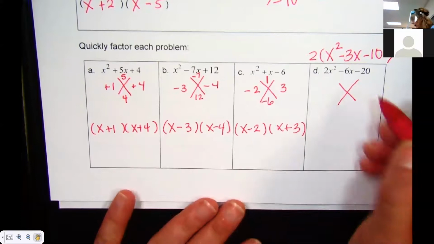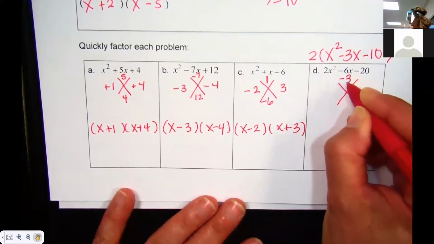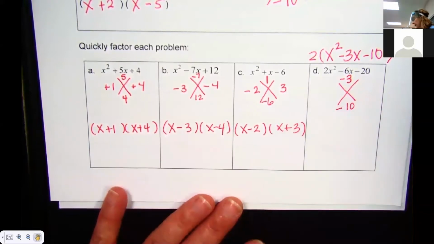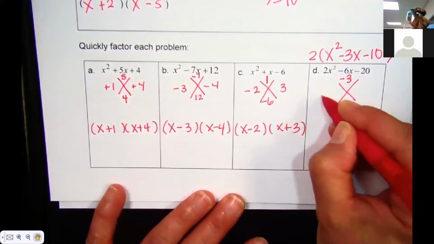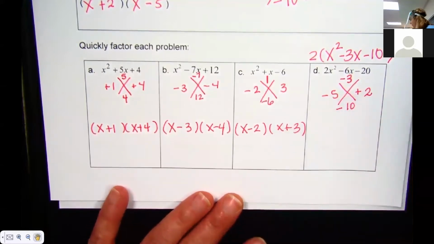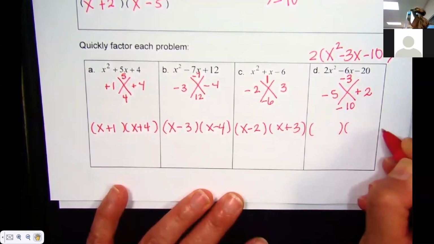All right, so I need numbers that combine up to a -3, but multiply down to make a -10. So that's going to be a -5 and a +2, and that's it. You're just going to drop these in the parentheses.